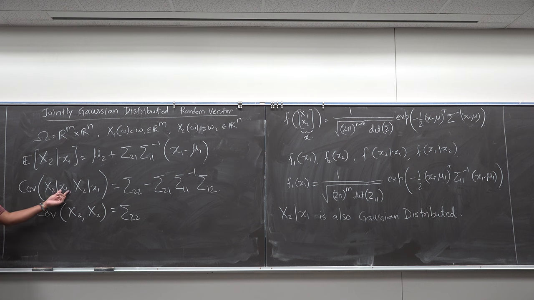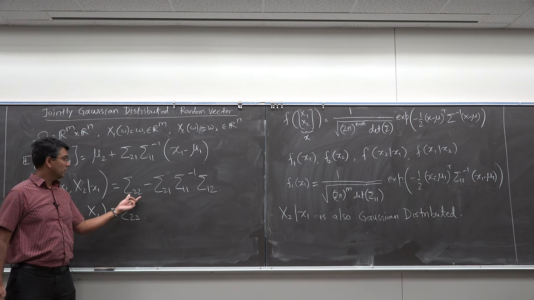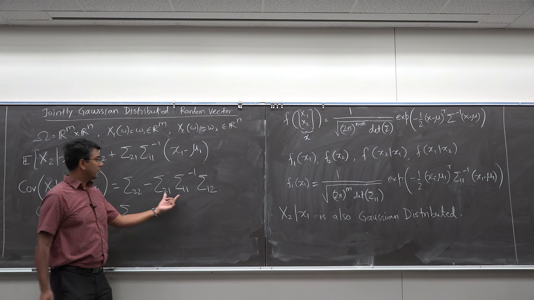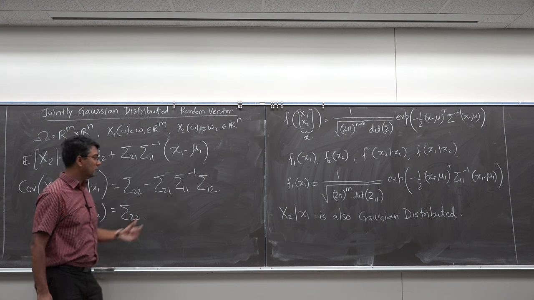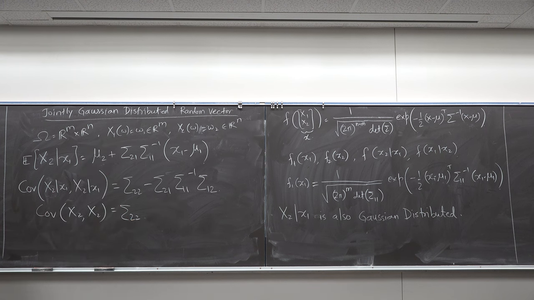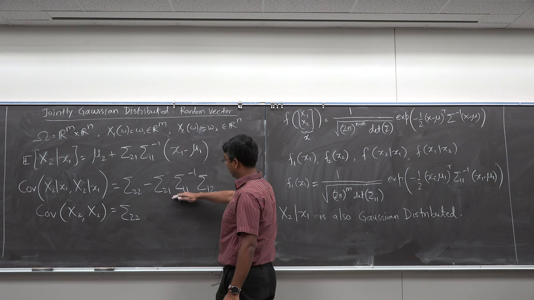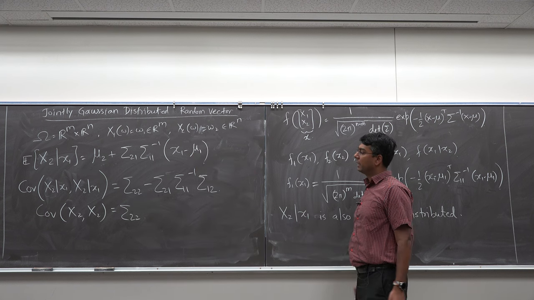But now that you know x1, there is a reduction in the covariance. So this is the original covariance, but because I've observed x1, there is a reduction in the covariance by this much amount. Depending on the value of sigma 21, the covariance with random variable 1, you can compute how much reduction there will be in the uncertainty about x2.